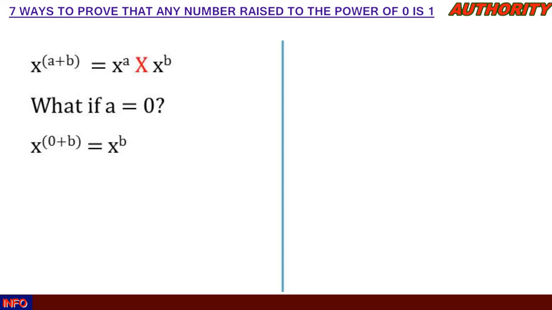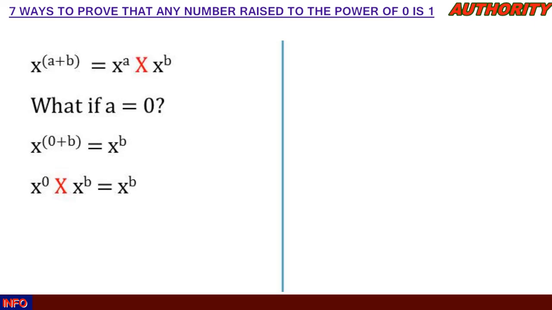But what if we want to expand it? That means we're going to have x raised to power 0 times x raised to power b. And then you know that this is equal to x raised to power b. But we don't know x raised to power 0. So what will be the value for this x raised to power 0 such that when it multiplies this x raised to power b is going to give us x raised to power b?